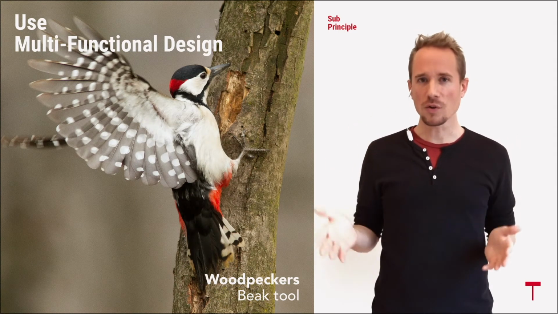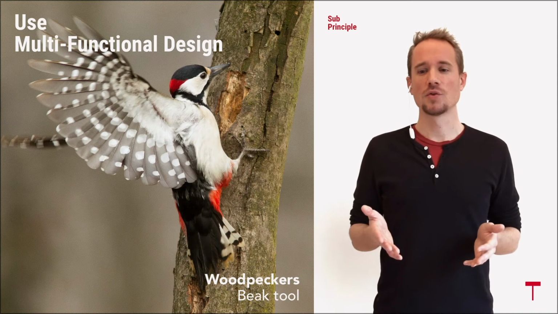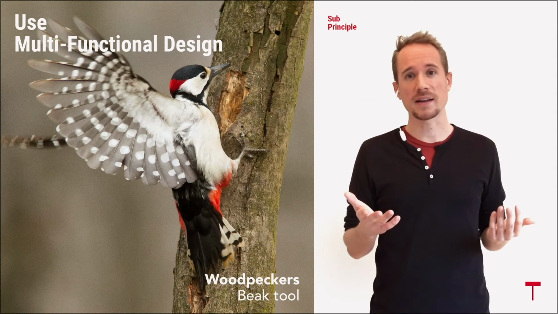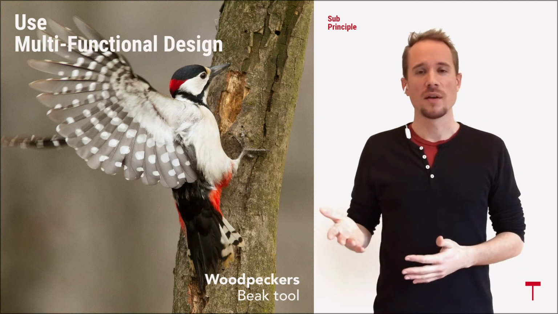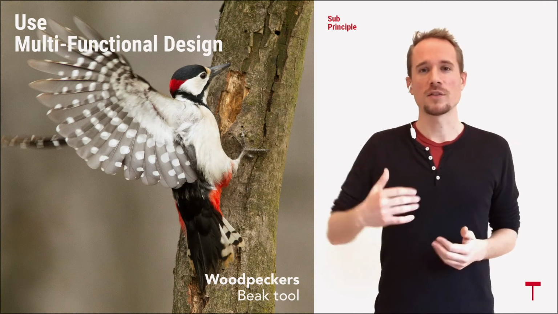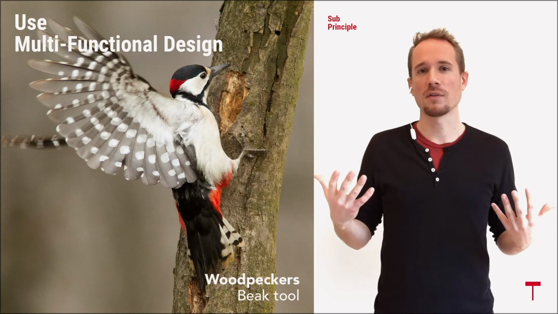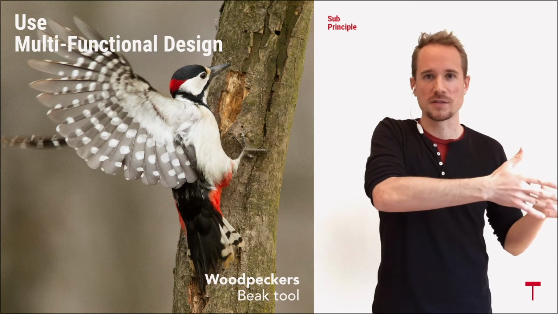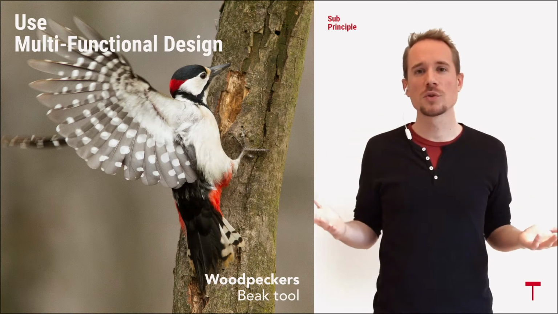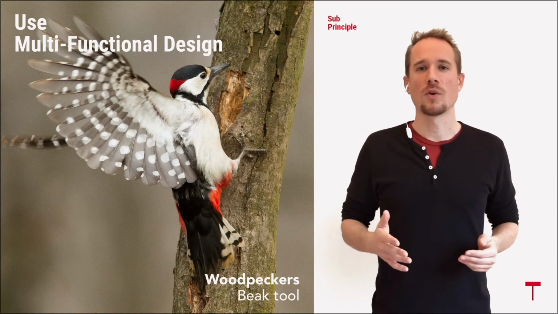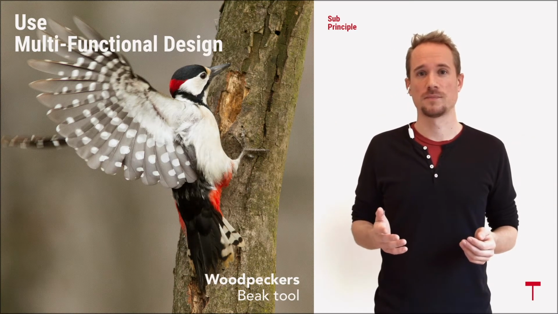Of course, they also use their beak to defend themselves if they're attacked, or to attack a different individual if it's coming into the territory of a woodpecker. So one woodpecker has his territory, the other one has the other territory. Sometimes they fight. So they use their beak for fighting or for defending themselves.